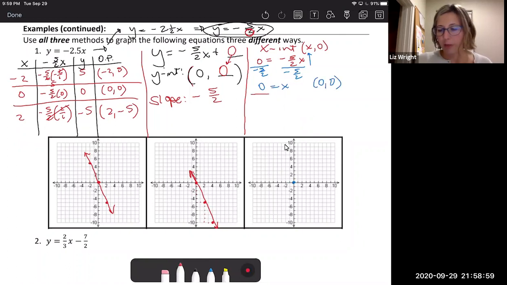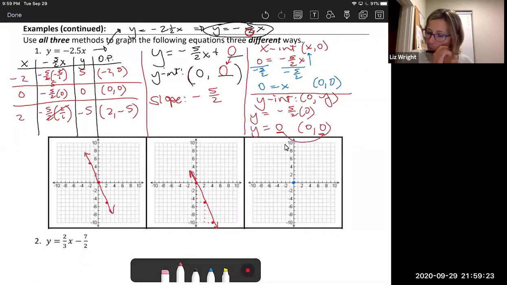All right, so now I'm going to do my y-intercept. My y-intercept is going to be 0, y. I'm plugging 0 in for x and solving for y. And so y is going to equal 0, because -5/2 times 0 is 0. So then my answer, this 0, is going to be the second 0. So far this method for this problem is not so helpful. It just gave us 2 points that are coinciding right on top of each other, and so it's not helpful.